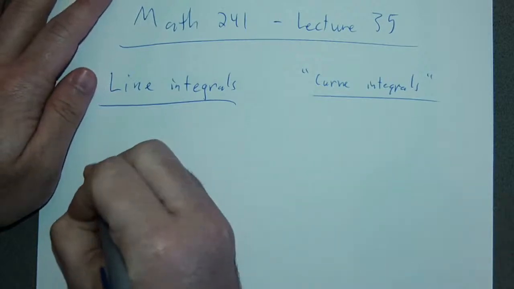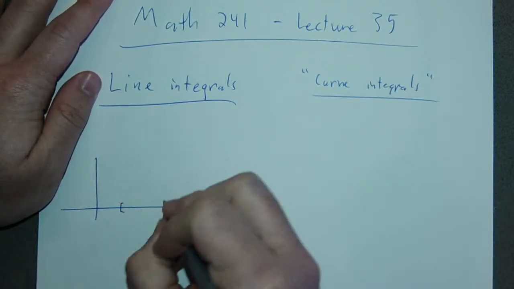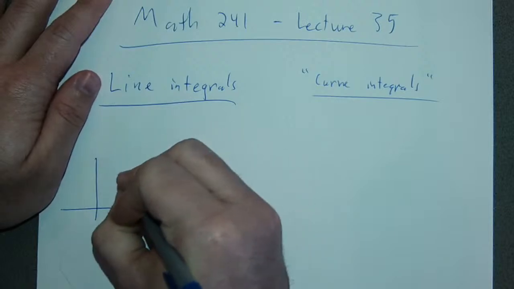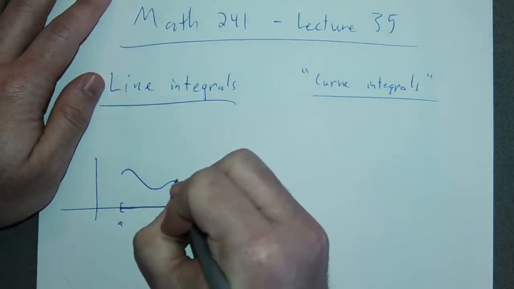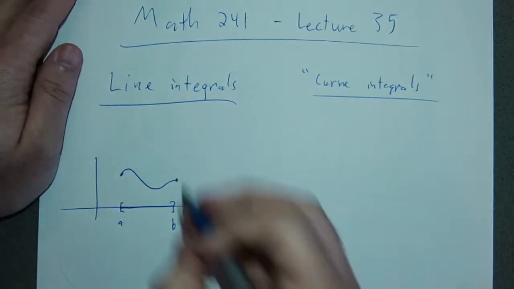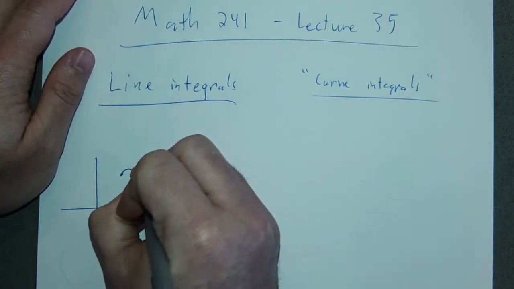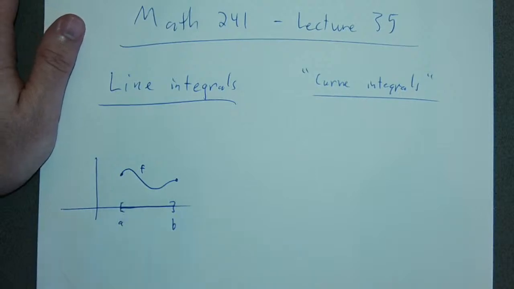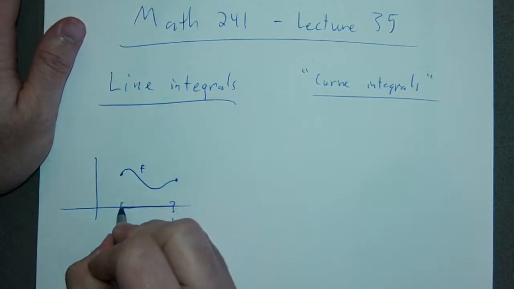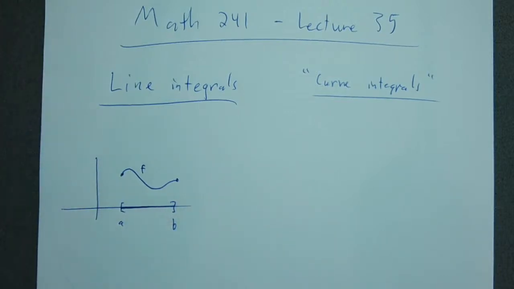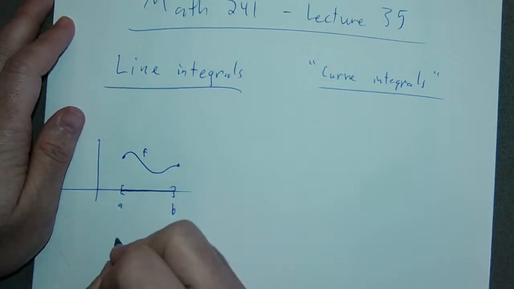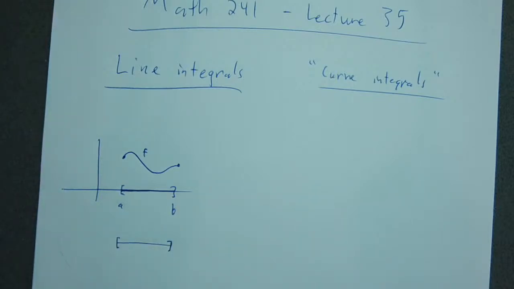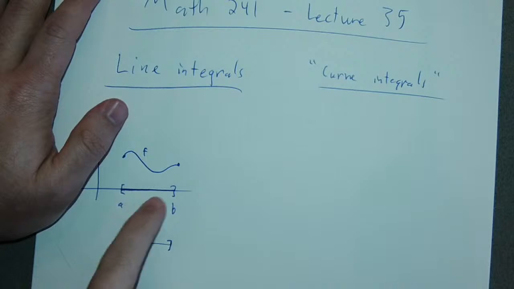If I return to Calc 1 land and I have an interval AB, and on that interval I have, say, the graph of this function, then if I want to find the area under the graph of that function on this interval AB, we have no problem saying that I am integrating along the interval AB. That's the terminology we use. So what if I take that interval and consider it a line segment, a piece of a line? Intuitively, I'm integrating along this line segment, but it's a particularly simple one.